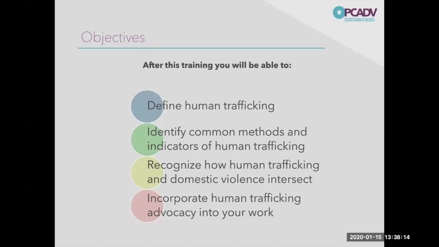We'll also recognize how human trafficking and domestic violence intersect. And one of the things that I've included for everyone in the file section is a technical assistance bulletin that I just shared that reviews this information in a bit more detail. So you should be able to take some of that and also use that as a resource to incorporate in some of your trainings. And then finally, we're going to discuss some ways that you can incorporate human trafficking advocacy into the work that you're already doing.